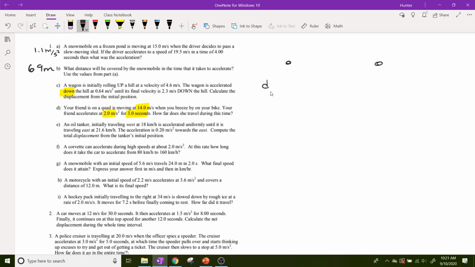So do we have a distance? No. Do we have an initial velocity? Sure, they're moving 14 meters per second, right? So I'm going to write 14 meters per second. Do I have a final velocity? No. Do I have an acceleration? Okay, we have an acceleration, positive or negative. We know that they're going to be going faster, but we don't know what the VF is. So it's positive 2.0 meters per second squared. Do I have a time? 3.0 seconds.